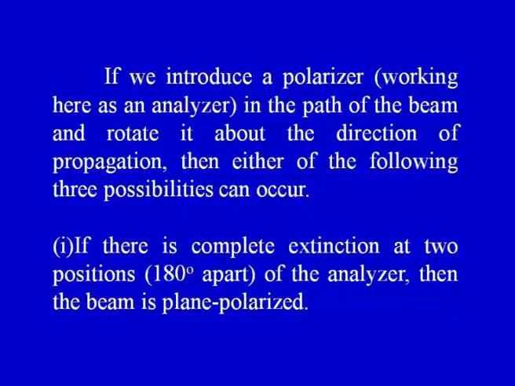First case, if there is complete extinction at 2 positions which are 180 degrees apart of the analyzer, then the beam is plane polarized. This means we rotate it, we get 0 intensity at some position, rotate it to 90 degrees, it becomes maximum, a further rotation of 90 degrees, again the intensity becomes 0. So, in a complete rotation there are 2 positions 180 degrees apart where there is a complete extinction. Remember Malus law, and that shows that the incident beam is plane polarized.